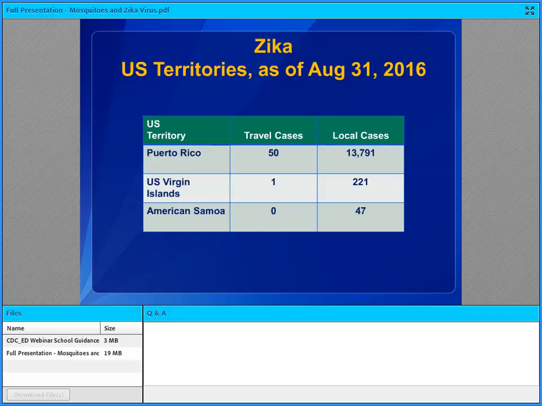But you can see here some U.S. territories, particularly Puerto Rico, the U.S. Virgin Islands, and American Samoa. There are some caseloads there as well. And in just the last 3 weeks, as of today, there are over 17,000 cases from mosquito bites in Puerto Rico. So this, again, is ongoing and quite dynamic.